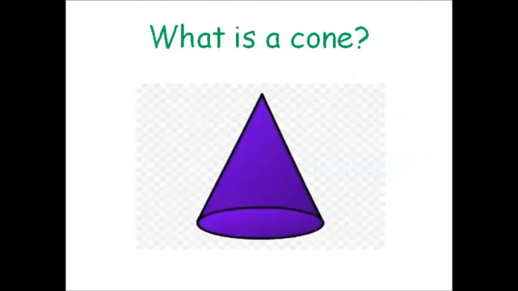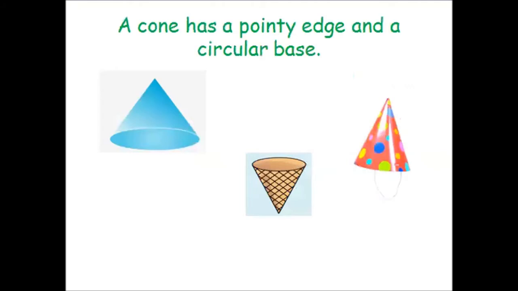Next, we spoke about cones. Do you remember the cone? Yeah, I'm sure you do. So what did we say about cones? Well, if you can remember, a cone has a pointy tip or edge, and it has a circular base, which means that the bottom part of the cone is round. All right, it's round like a circle.